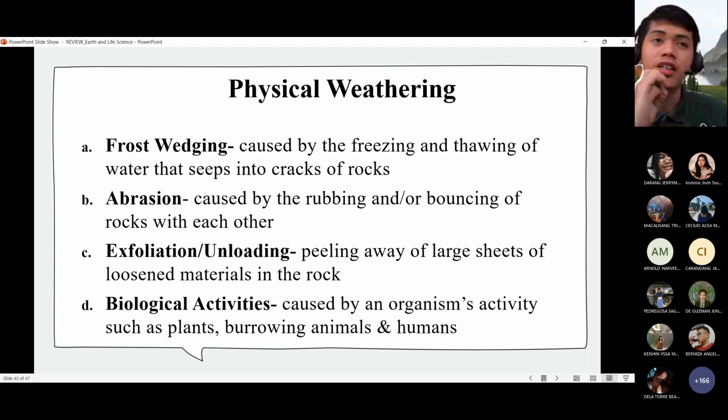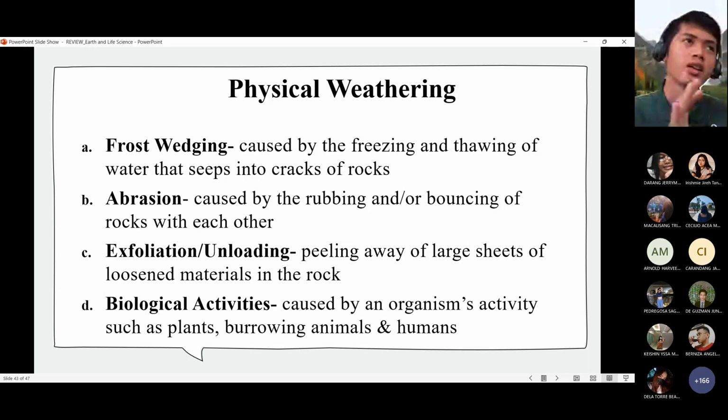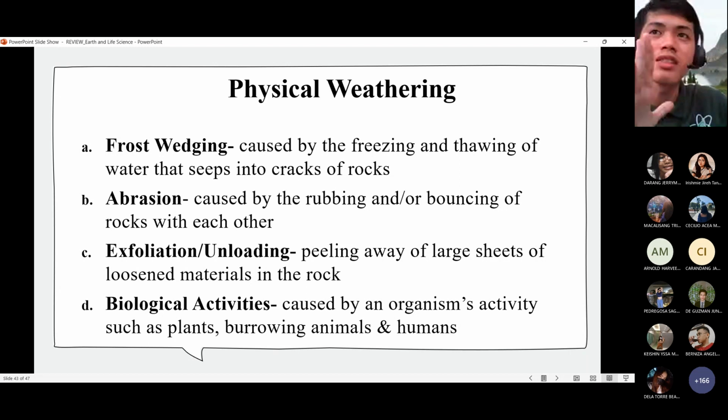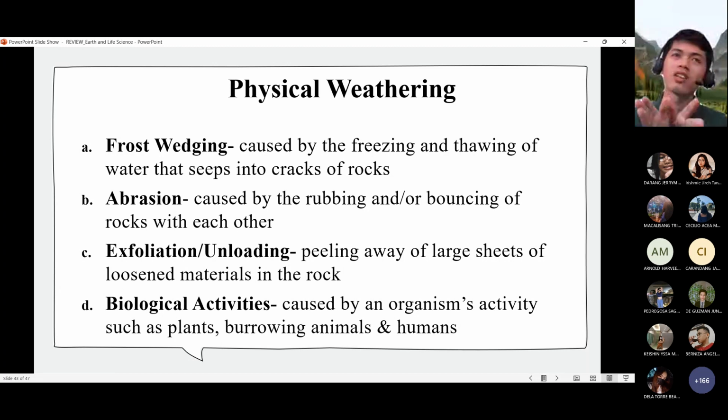Now, there is also another type of weathering, which is physical weathering. Aside from chemical weathering, we have physical weathering. When you took Earth and Life Science, your teacher discussed frost wedging, abrasion, exfoliation or unloading, and biological activities. Now, frost wedging, if you still remember, is caused by the freezing and thawing or melting of water that seeps into cracks of rocks. For example, we have two rocks, and in the middle there is a crack. Then it is in a polar region, where it is cold.